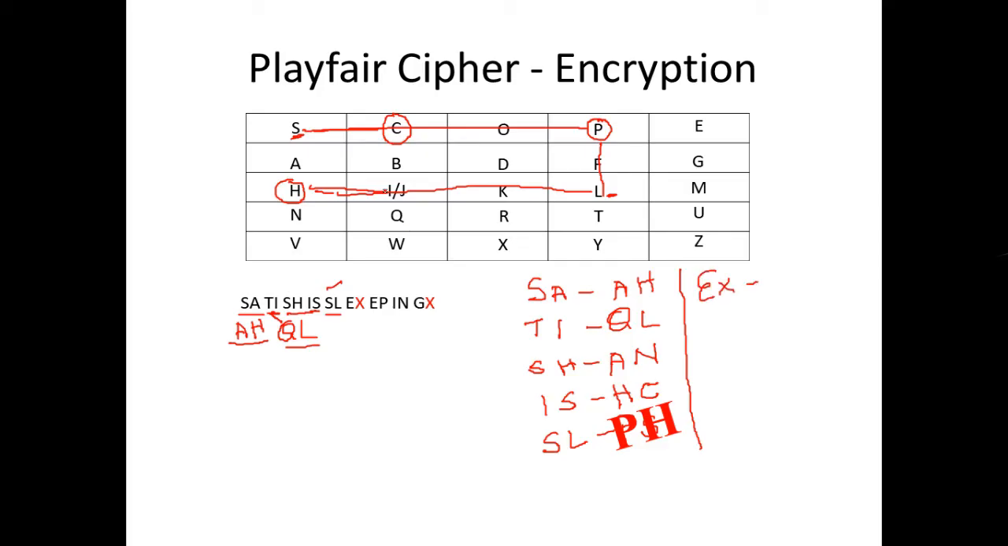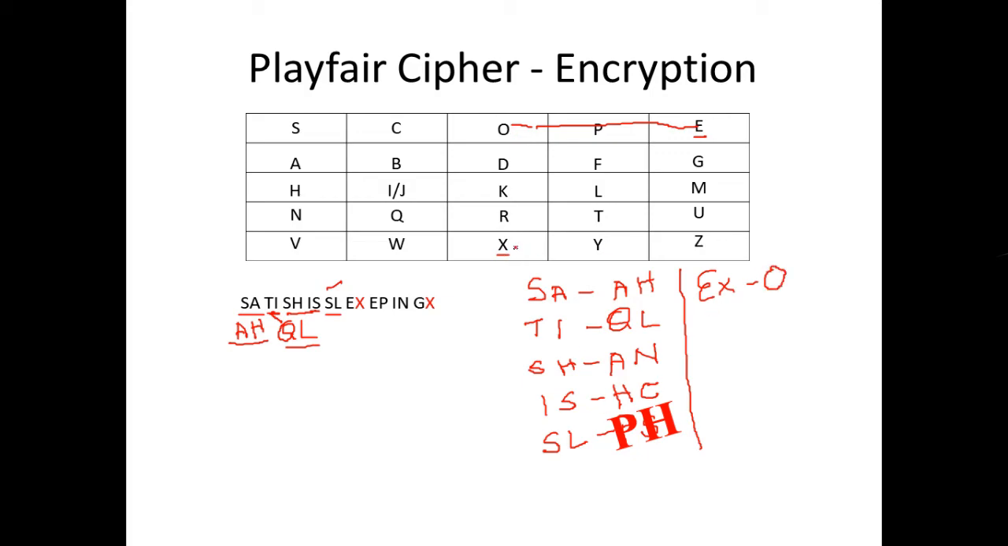E and X. Where is E? E is here. Where is X? X is here. Again, two different rows and columns. So where is E? E is here. Where is X? X is here. So how does E meet X? We'll travel in the same row, and this is where E meets X. So the value is O. For E, we'll substitute O.